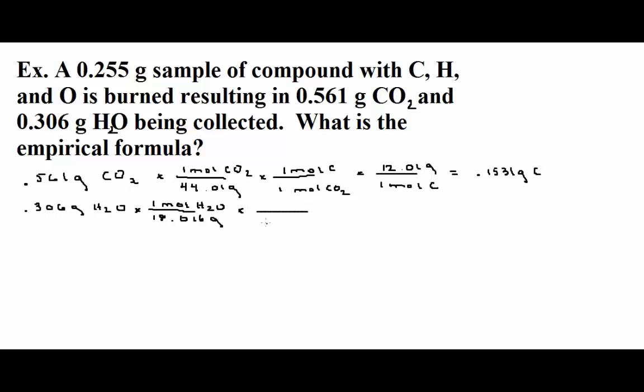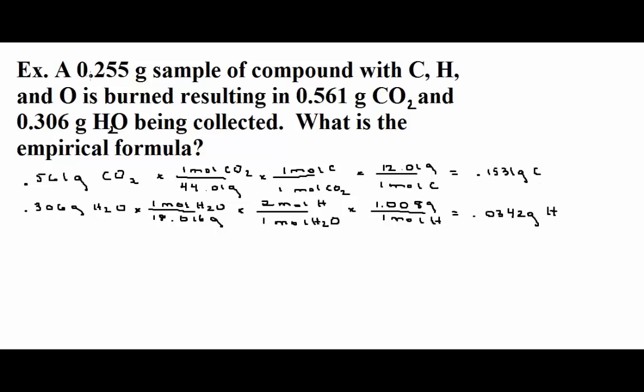Okay. For every 1 mole of water, there are 2 moles of hydrogen because there's a subscript 2 in water. Now I need to convert into grams of hydrogen. So I have the molar mass of hydrogen, which is 1.008 grams, and 1 mole of hydrogen. And so what I end up with here is 0.0342 grams of hydrogen.